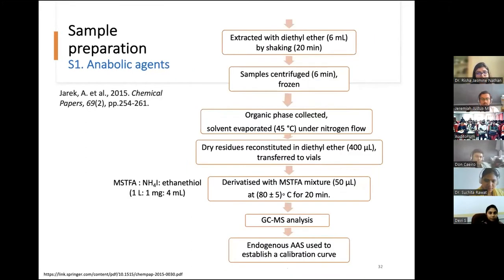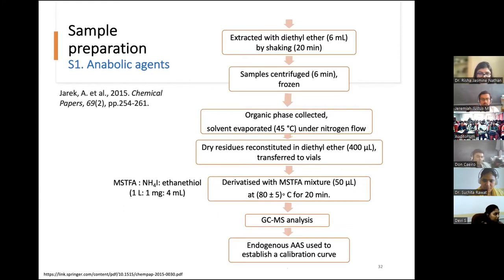The samples were then cooled and then they extracted it with diethyl ether by shaking. So this is a liquid extraction step that they used following SPE. The samples are then centrifuged and frozen. The organic phases collected, solvent evaporated, and the dry residues were reconstituted in diethyl ether.